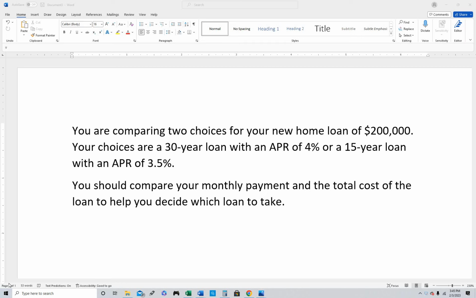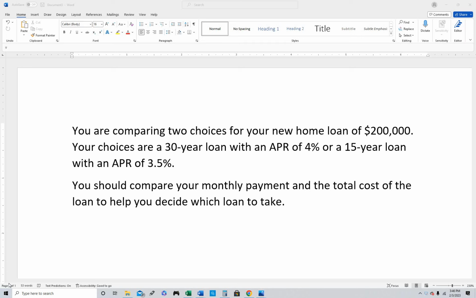In this video, we're going to compare some home loans to see what is the better deal and what's the most affordable for our budget. You are comparing two choices for your new home loan of $200,000. Your choices are a 30-year loan with an APR of 4% or a 15-year loan with an APR of 3.5%.